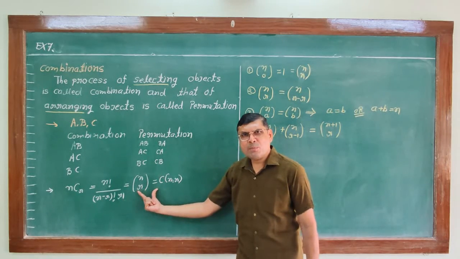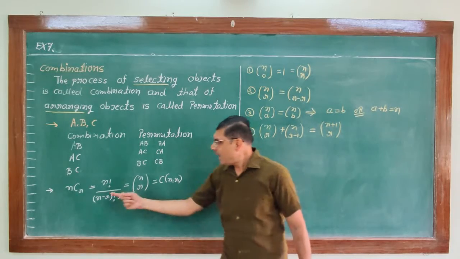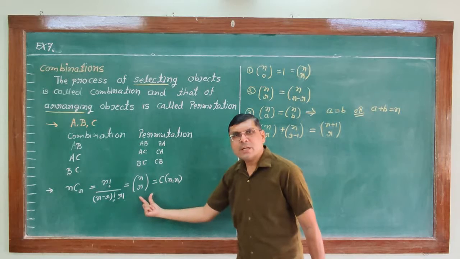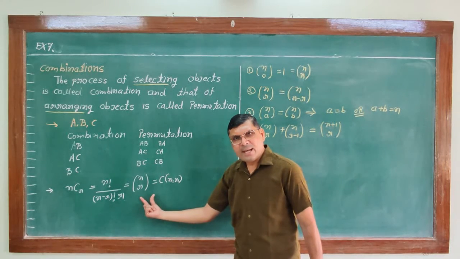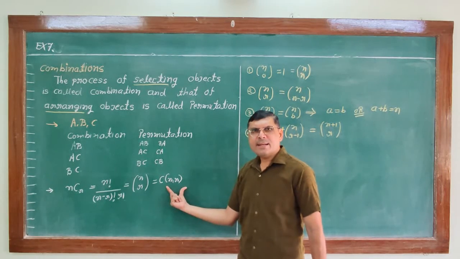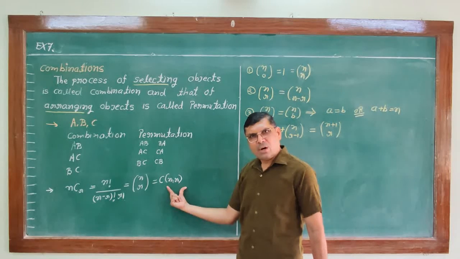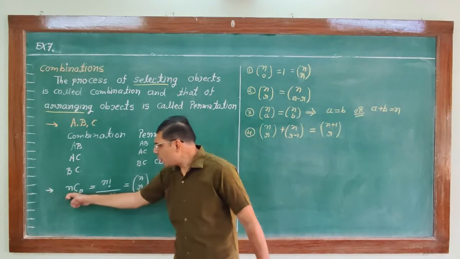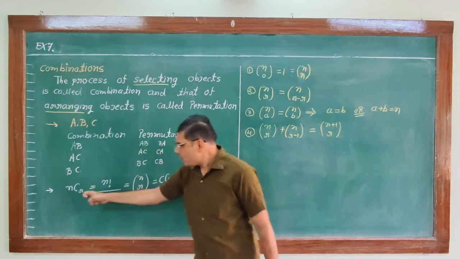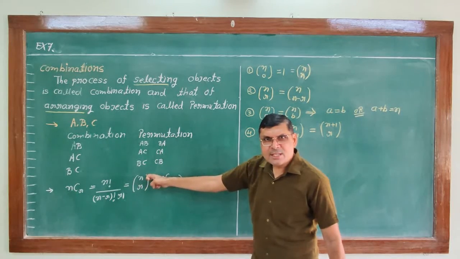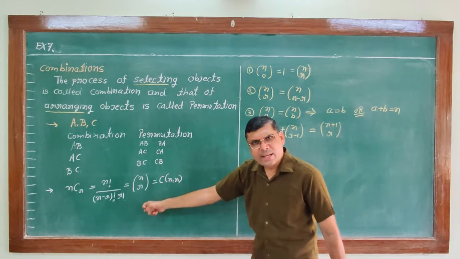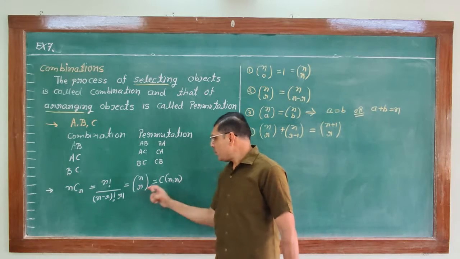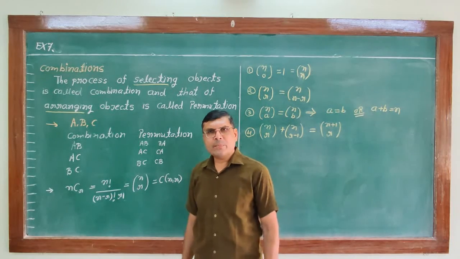This is the another symbol of nCr. Sometimes or normally they are using this symbol. nCr is equal to C(n,r). But this is your most favorite, in your textbook they are using this. So nCr, this you have to read like this. So this is the formula. These are the 3 symbols that you have to remember.